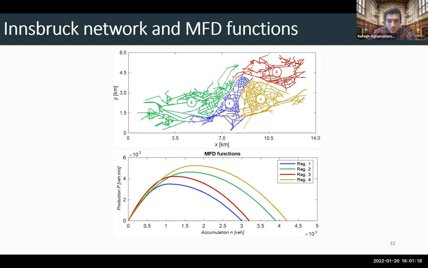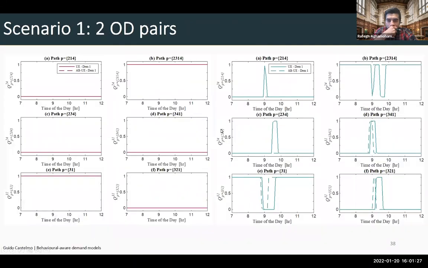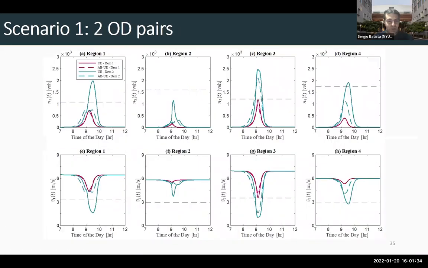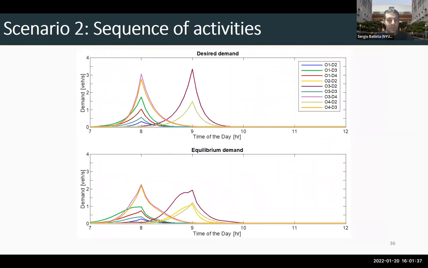Yeah. So can you also please go to slide 36? So the diagram at the top shows the desired demand, and the one at the bottom shows the equilibrium demand, which your model gives you, right? But is there any change in the ODs, or do you cap the demand, or you don't cap the demand?